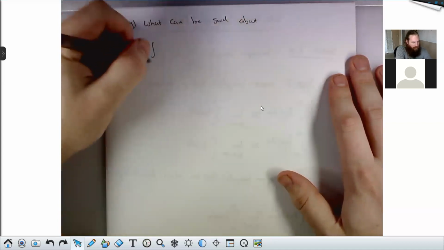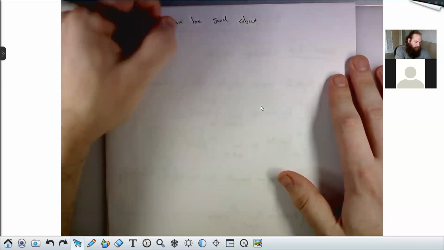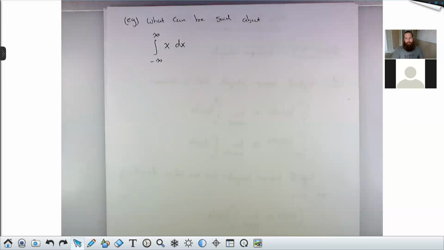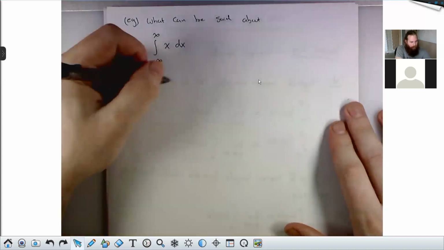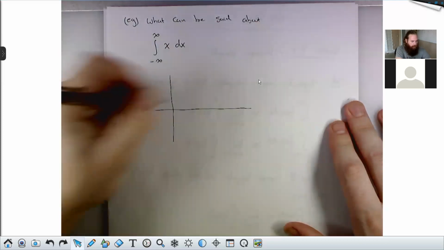So this is a really general question here. What can be said about the integral from negative infinity to infinity of x dx? Sorry. So x is definitely an odd function. And we should ask ourselves, what is this integral measuring?